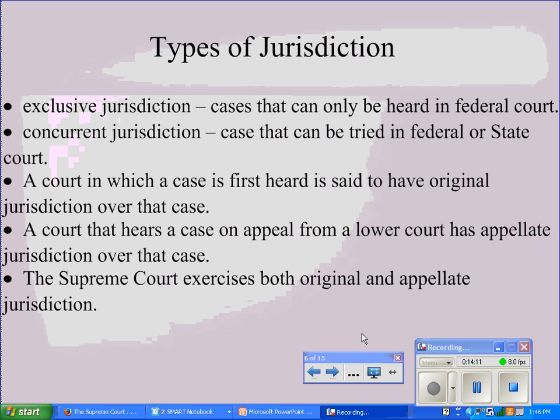I mean, each judge has their own bias and their own reading of the U.S. Constitution.